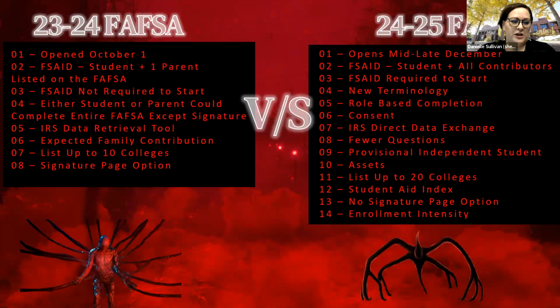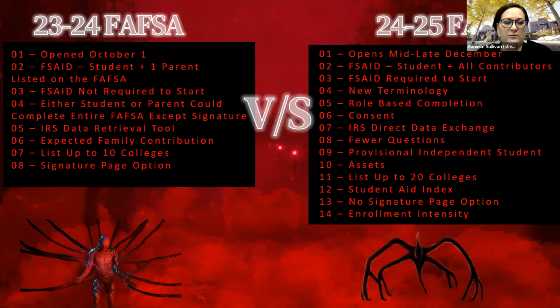The other big change is that either the student or the parent could really complete that entire FAFSA except the signature. So the parent could log in, do everything all up into the end, and then the student, all they would need to do is log in and complete the signature portion. That is actually changing. It's going to a role-based completion process, to where the student completes their own section, the parent completes their own section.